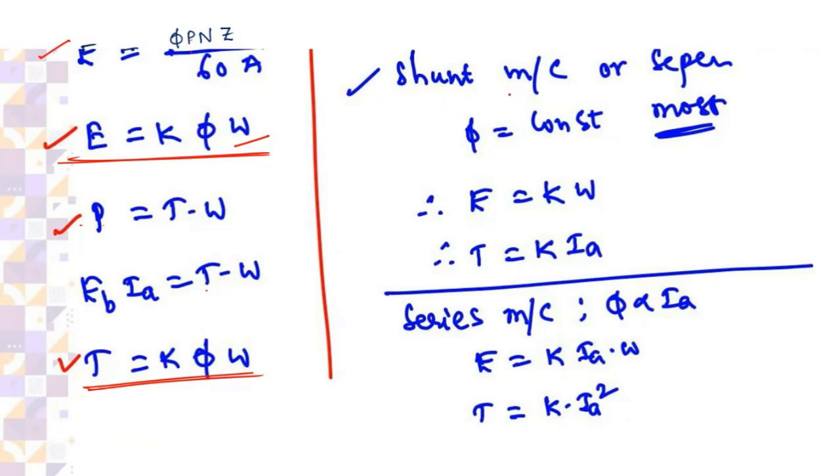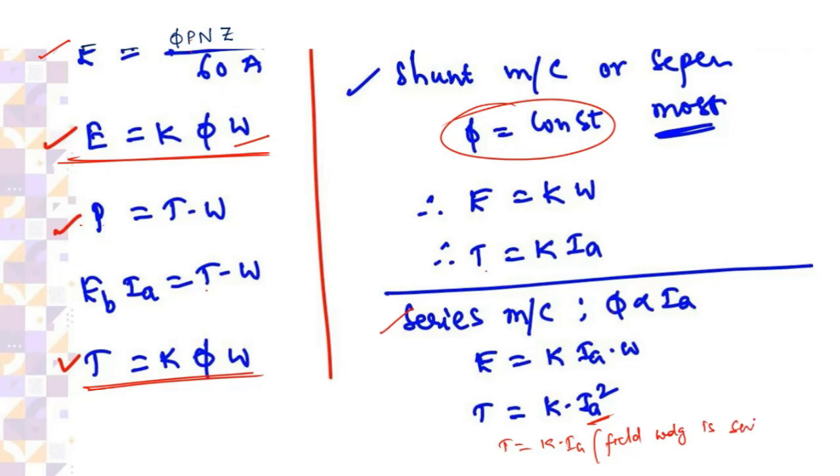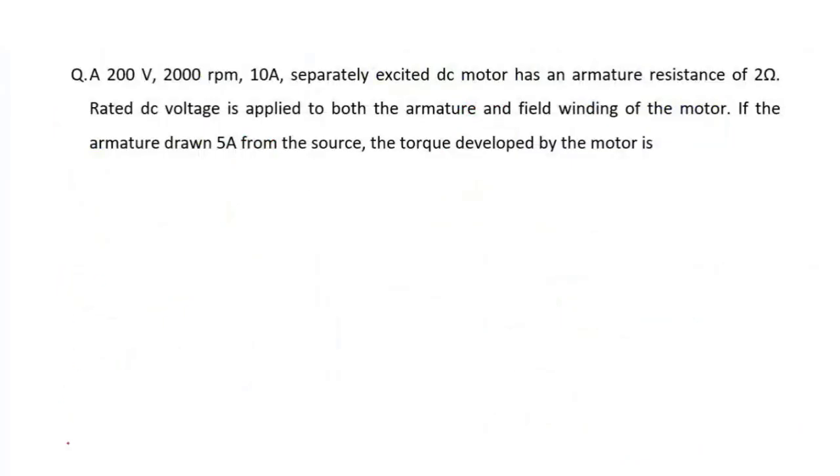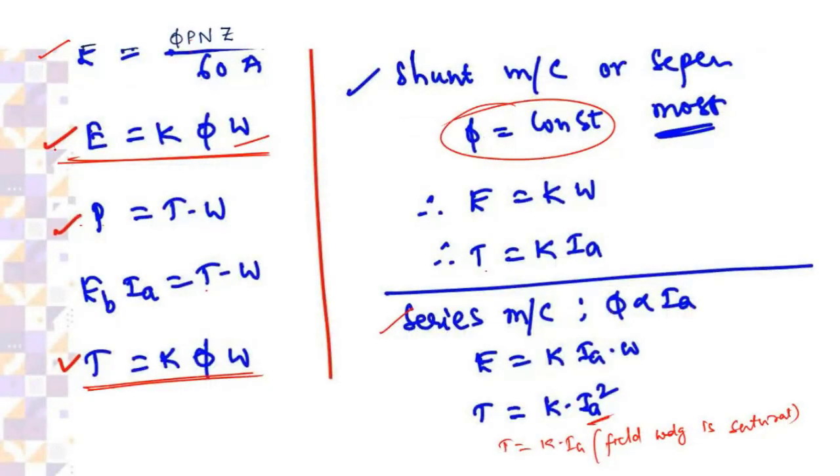And remember, for shunt machines or separately excited machines, the flux is most of the time going to be constant. So I can write E is equal to K into omega, and T is equal to K into IA. Whereas for a series machine, the flux is proportional to armature current. So I can write it as K times IA squared before saturation. But it is equal to K times IA if the field winding is saturated. So 99.99% of questions can be solved with these three equations.